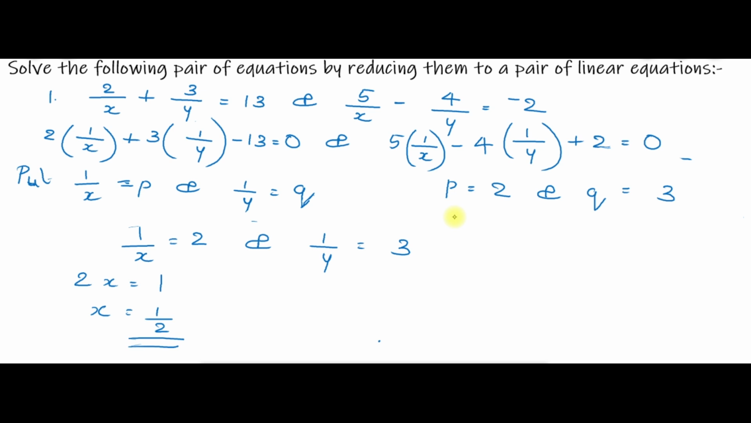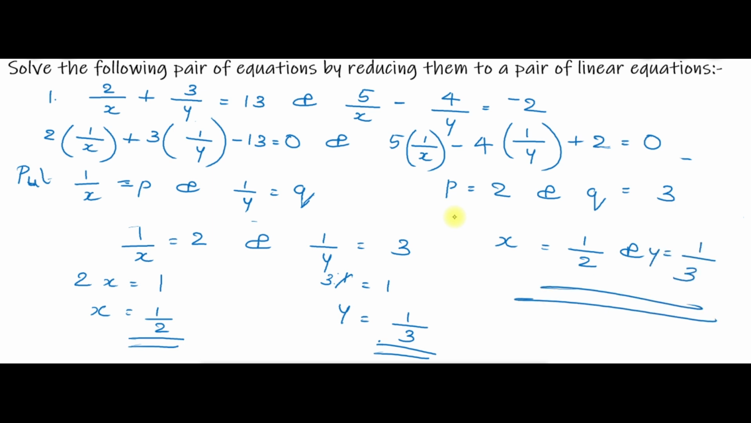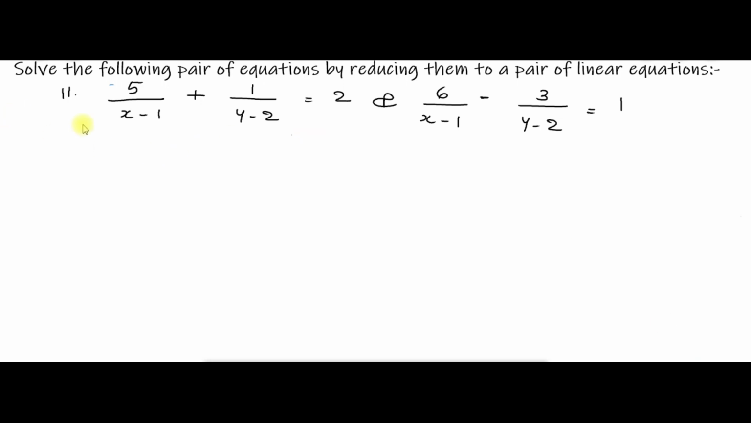Here you are going to substitute y. 1 by y is equal to 3. So 3y is equal to 1. So y is equal to 1 by 3. So you got x value as 1 by 2 and y value as 1 by 3. This is your solution.